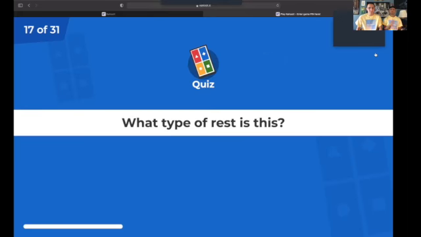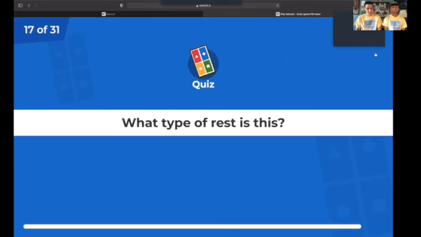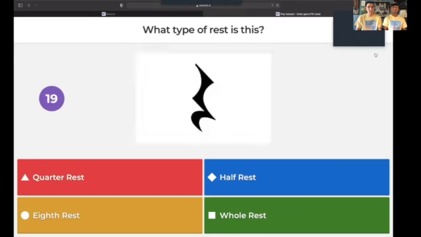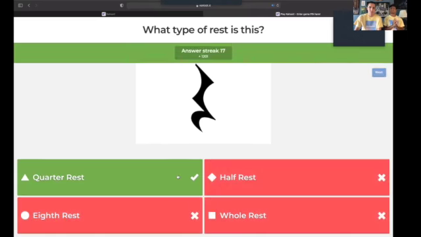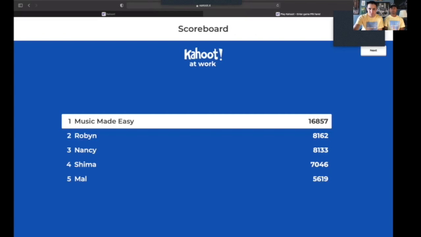Perfect. Moving on to question 17, continuing the types of rests. What rest is this? Is it a quarter rest, a half rest, an eighth rest, or a whole rest? And remember this, that's going to be your quarter rest. It gets you 1 beat of rest. And remember, that silence is just as important as the notes that we play.